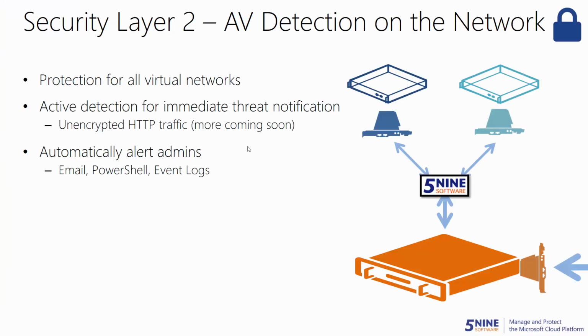The second layer of security involves antivirus detection on the network. We have the ability to actually protect every virtual network, not just the ones that connect between two physical hosts that you find in traditional network security appliances. This means that we can inspect not just the traffic going to the VMs, but also traffic going from one VM to another VM through private networks, so you get to avoid blind spots.